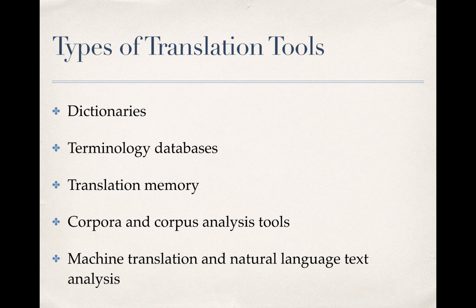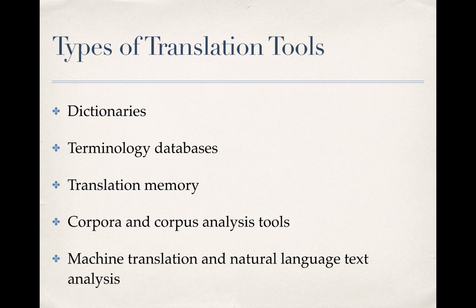Translation memory, where we're looking at translating phrases together, phrases that can be repeated, and corpora and corpus analysis tools. A corpus is a collection of texts that's a consistent body of text. The Buddhist canon could be considered a corpus, so we can analyze that and find things like words that occur together frequently, the most commonly occurring words, the order that words occur in, etc.